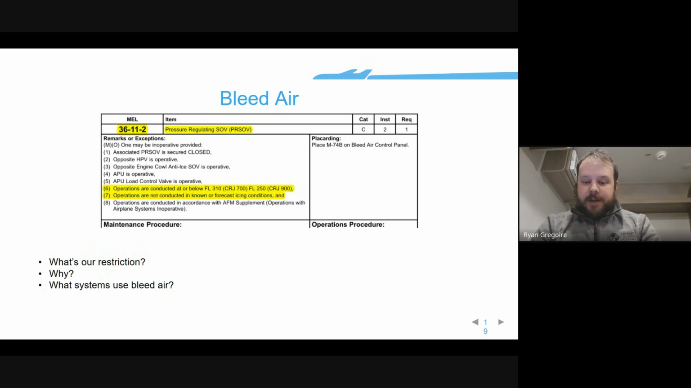Lastly, operations are not conducted in known or forecast icing conditions. This isn't an anti-ice MEL, so why would we not be able to operate in icing conditions?